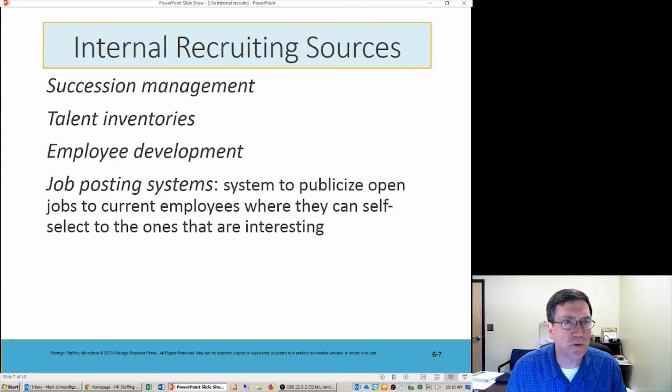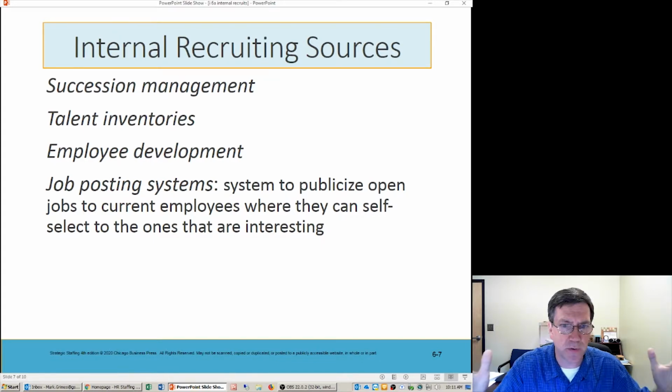The next thing that we can do in terms of internal recruiting sources is job posting systems. That's the old-fashioned put a note on the bulletin board in the employee break room that has the open jobs. Today we have internets or intranets where we post our jobs, and people can go out there.